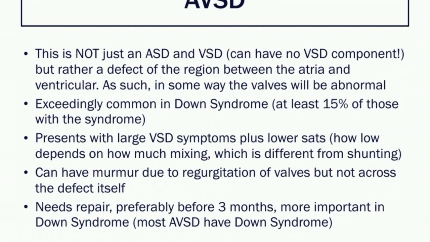These need repair, and preferably as early as possible, because once you start to get a raised pulmonary pressure and pulmonary hypertension, then you will have big problems once you shut the hole, and you'll get a massive drop in cardiac output post-op, and that's very hard to manage. So in Down syndrome especially, where they've got an increased risk of early pulmonary hypertension, you need to try and close these before 3 months, although that can be difficult.